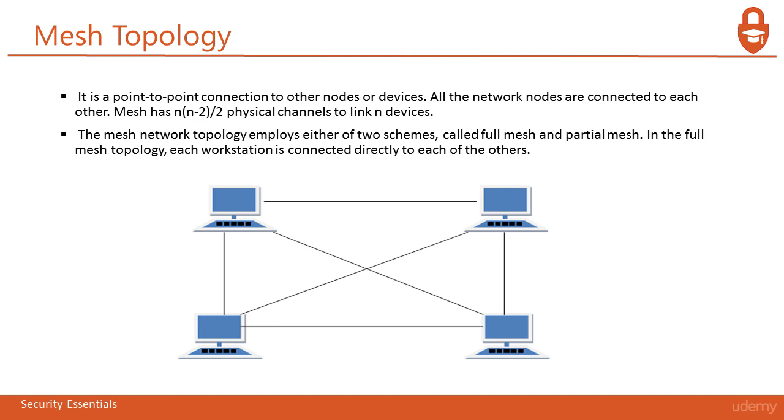In the full mesh topology, each workstation is connected directly to each other. And in a partial mesh topology, we can create a mesh according to our own specific requirements. For example, if there is no need for System B to be connected to System D, then we can disconnect that line. This will create a partial mesh, according to our requirements. But in this example, all the systems are in full mesh topology.